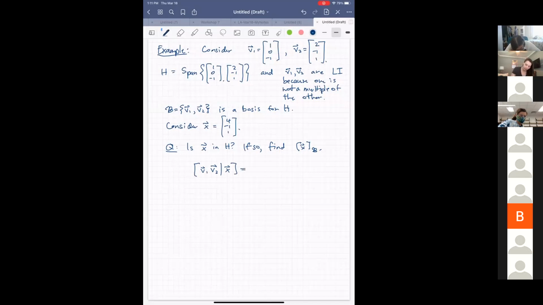Now, this is going to be 1, 0, -1, and 2, -1, 1. And then X is 4, -1. Wait, sorry, this should be a -1. There we go. Okay, 4, -1, -1. Okay. So, to row reduce, we just need to take row 3, replace with row 3 plus row 1.